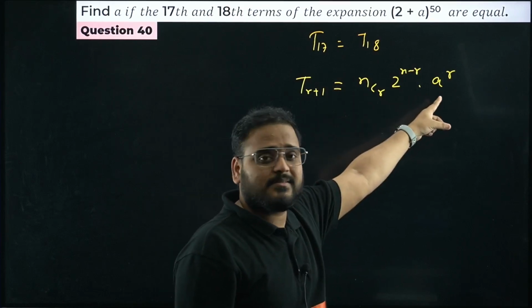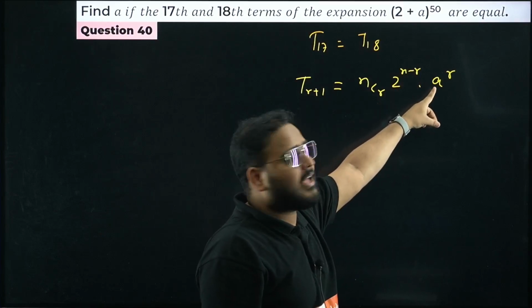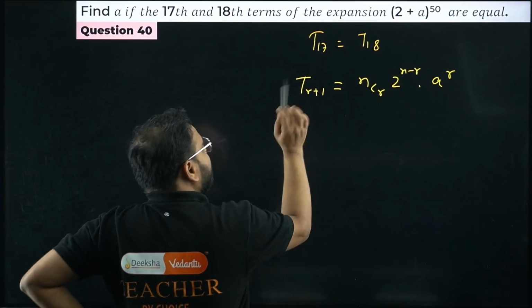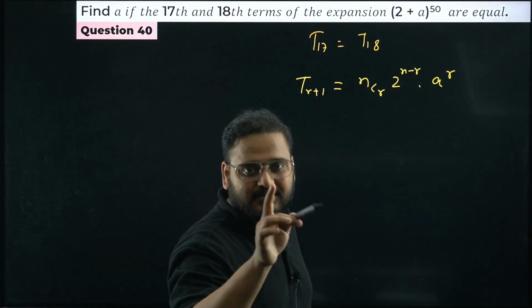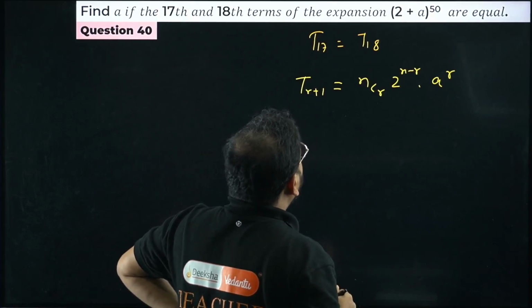That's why this is like this. That's why I'm writing T(r+1) as nCr, 2^(n-r) and a^r. How come, sir? Because if you were writing T1, you'd have nC0 there. Okay, great. So what we can write over there, think about it.